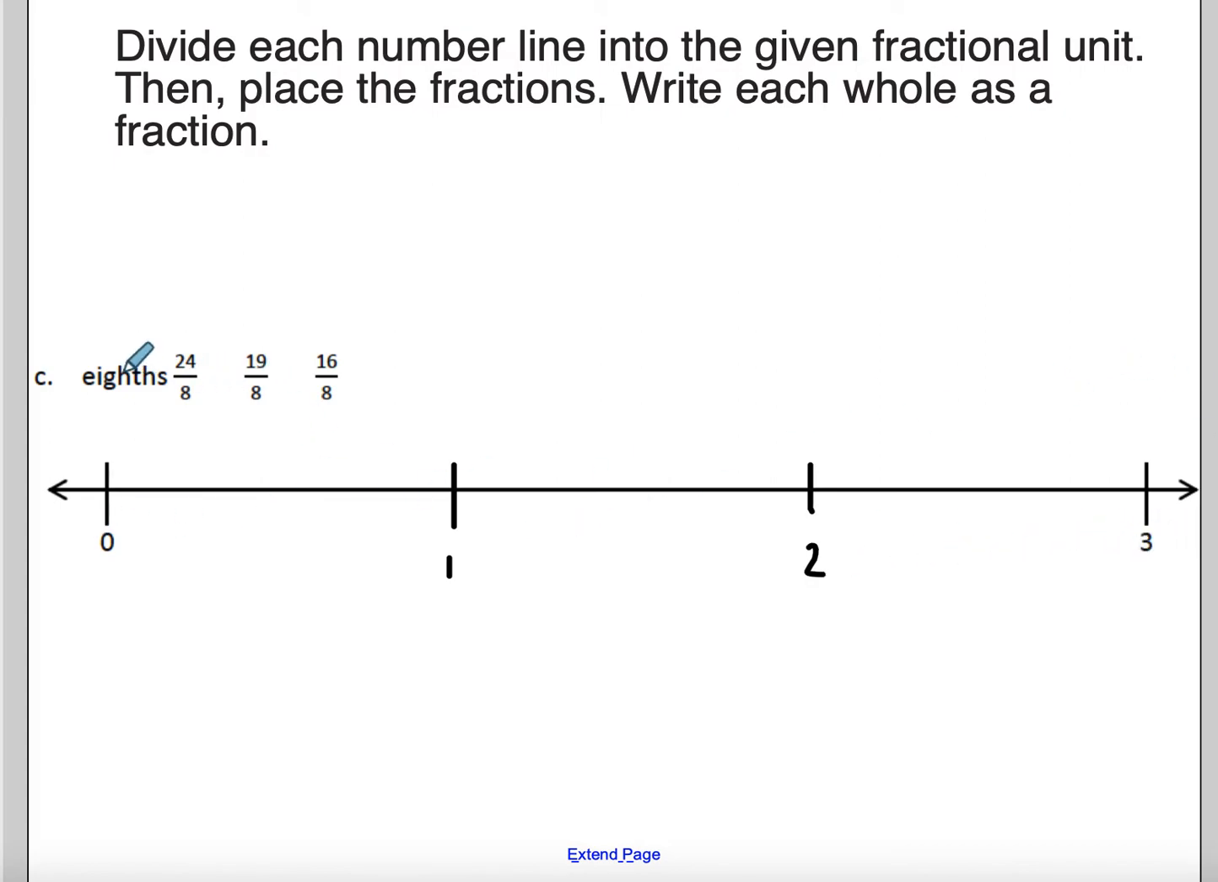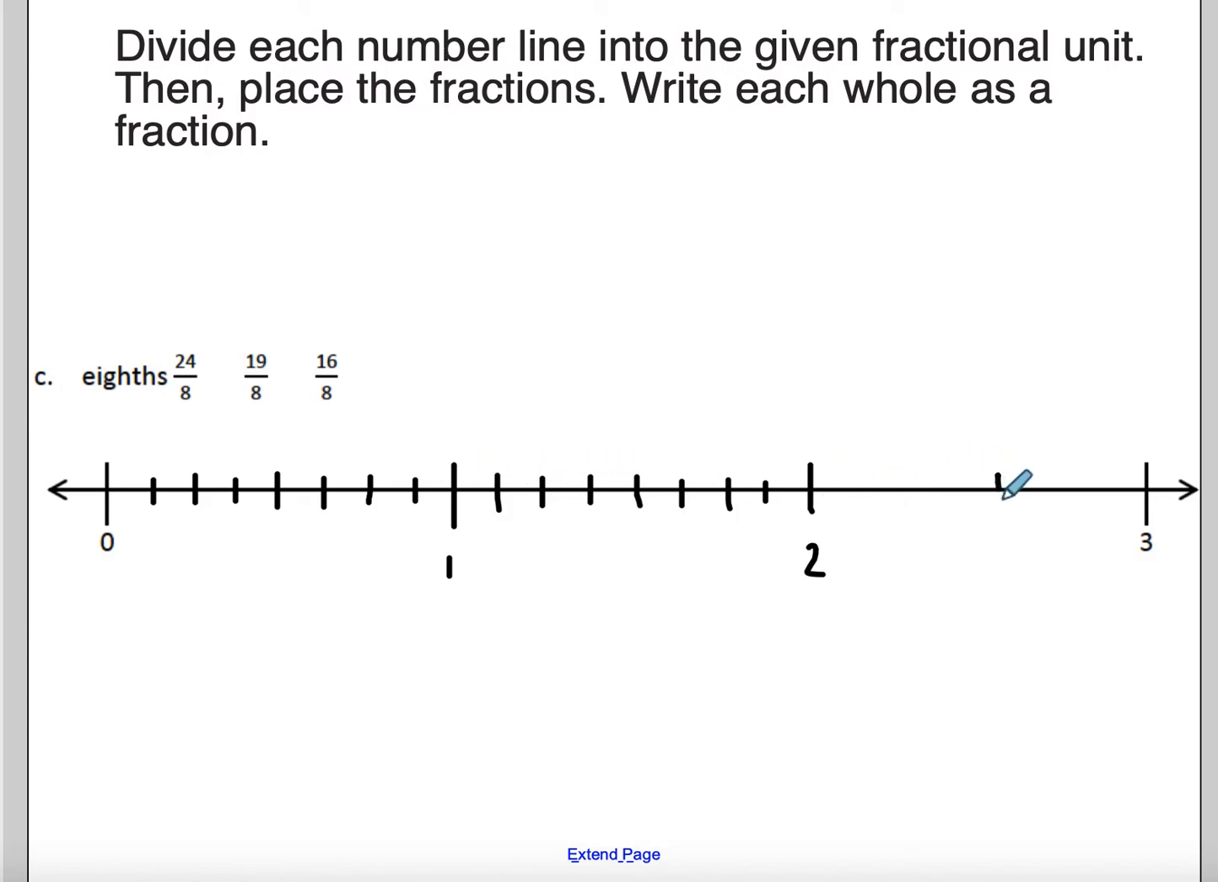Now we want to split them into the fractional unit that's here, eighths. So we're going to split each whole into eighths. So I start in the middle with half, split that half in half, and then split that in half as well. So you get 4 on each side, and do the same thing on this side, half, another half, and that gives me 4 on each side. So 1, 2, 3, 4, 5, 6, 7, 8 equal parts. We're going to do the same thing here, half, split that half in half, and then split that half in half. And again over here. And 1, 2, 3, 4, 5, 6, 7, 8 equal parts.